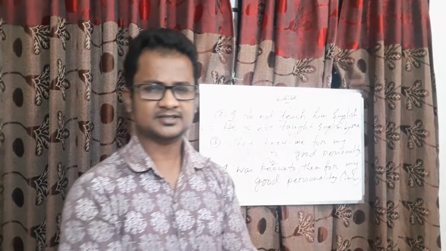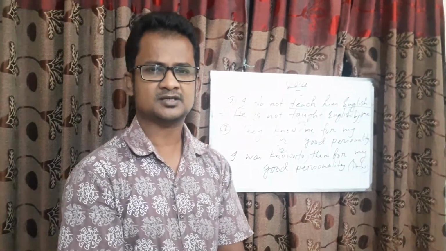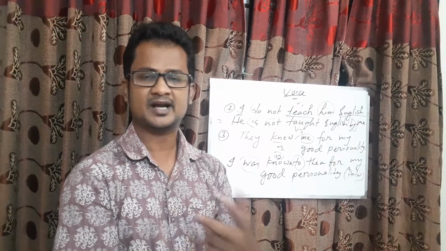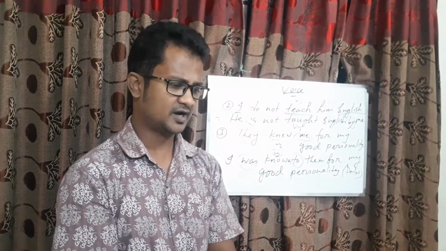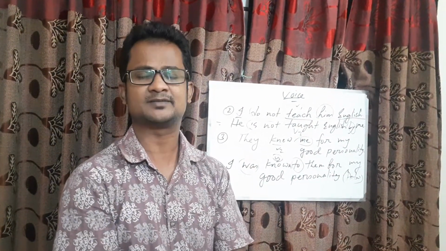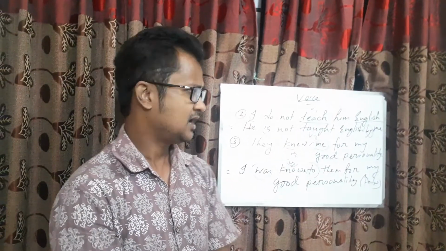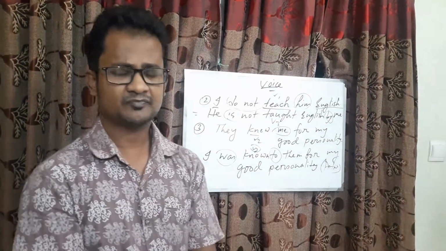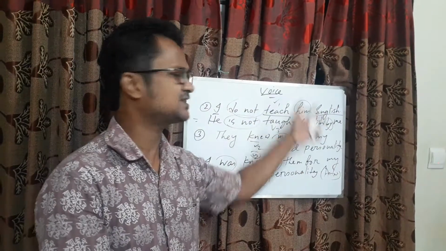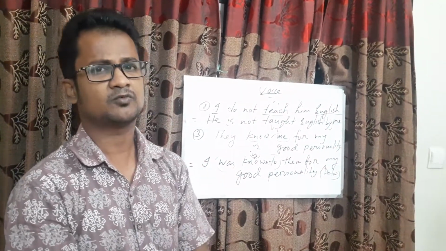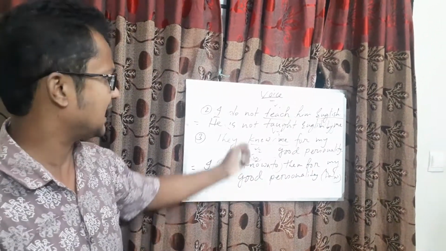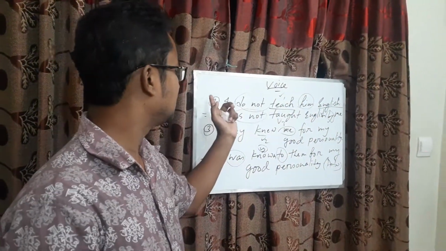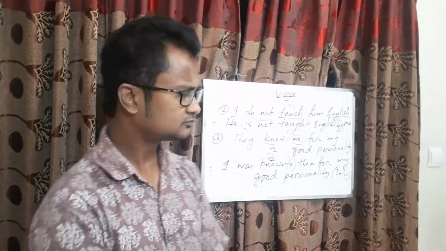In my previous class, my dear viewers, I discussed what the definition of voice is. I told you how many kinds of voice there are, what is active voice and what is passive voice. I discussed this earlier, and I also discussed changing from active to passive and from passive to active. I also discussed the first rule. Now, today I'm going to discuss rule number 2 and rule number 3.